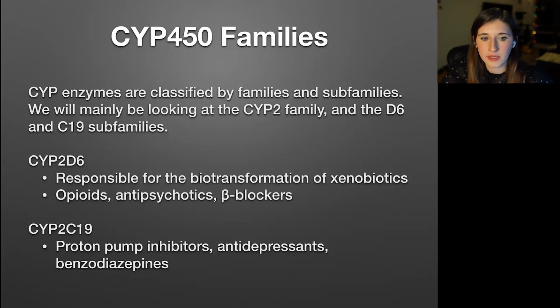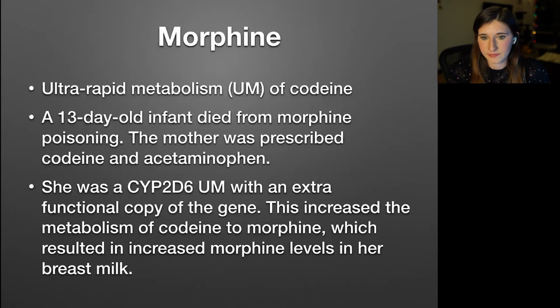So the CYP enzymes are classified by families and subfamilies. Today, we're going to mainly be looking at the CYP2 family and the D6 and the C19 subfamilies. CYP2D6 is responsible for the biotransformation of xenobiotics, specifically opioids, antipsychotics, and beta blockers, and CYP2C19 is responsible for proton pump inhibitors, antidepressants, and benzodiazepines.